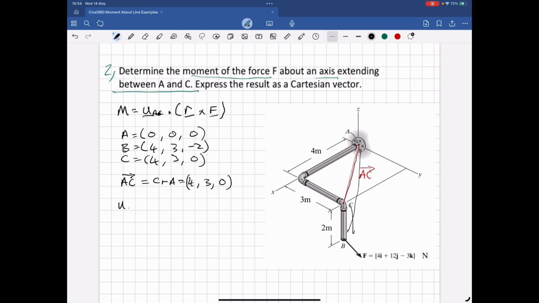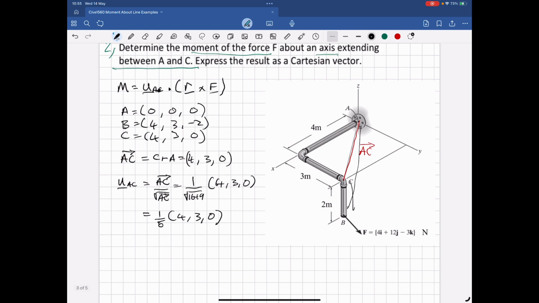u_AC is equal to AC over the magnitude of AC. So that's 1 over the square root of 16 plus 9, which we know is 5, times 4, 3, 0. So 1/5 of 4, 3, 0. We could put that 5 in the vector, but I'll leave it out for now.